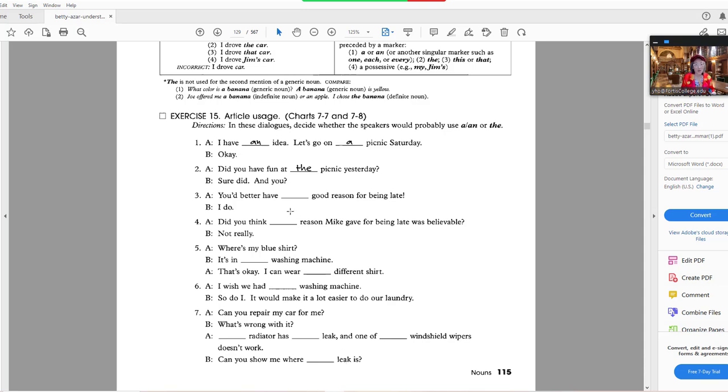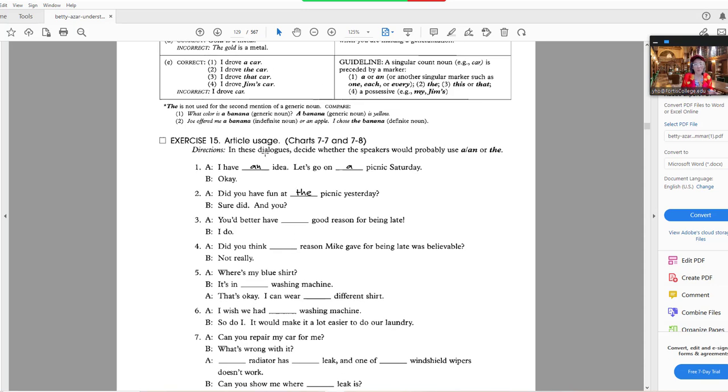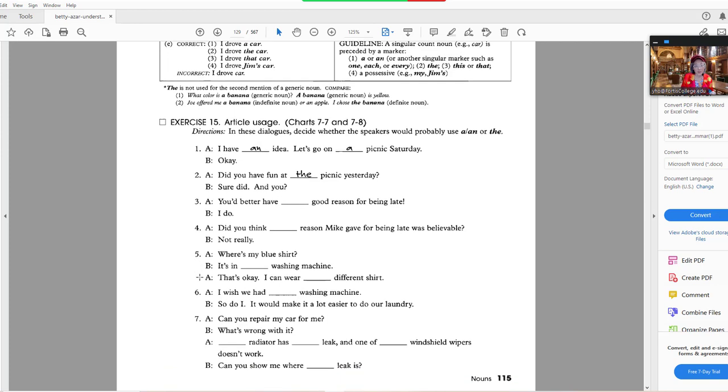So basically, when you are pointing to a specific subject that the speaker already knows about, we use the. If we're counting, then we use a or an. So that's the difference.